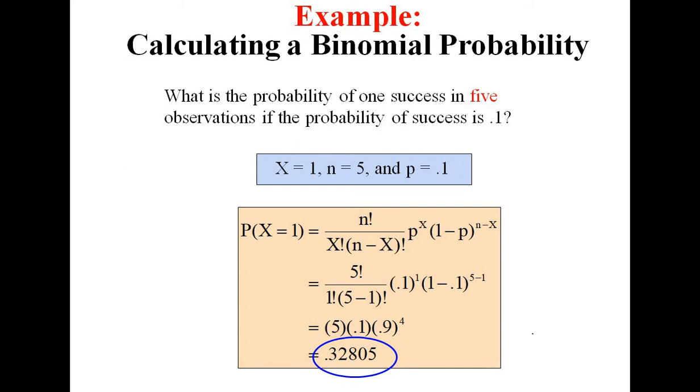Next we move on to the next example. What is the probability of one success in 5 observations, where the probability of success is 0.1? From the question, 1 success in a total of 5 observations, with probability equal to 0.1. So substitute inside, we can get 0.32805.